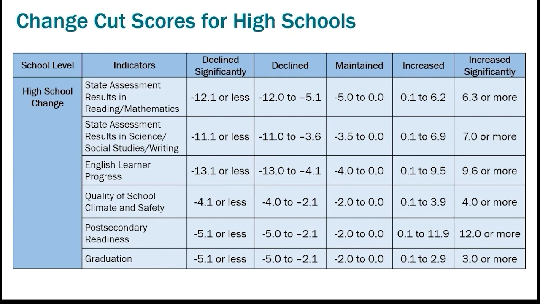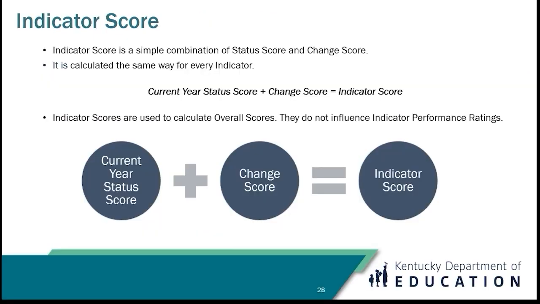And as I shared with status, the cut scores were established in 2023 and those have not changed. Once we have determined status scores and change scores, the next step is to calculate the indicator score, which involves another basic calculation. We take the current year status score plus the change score to give us the indicator score. And this is the same formula that's used to calculate the score for every indicator.